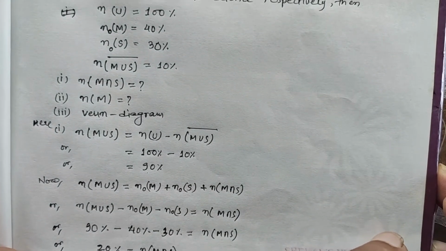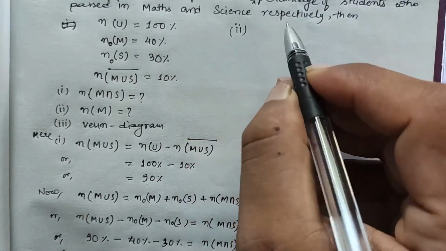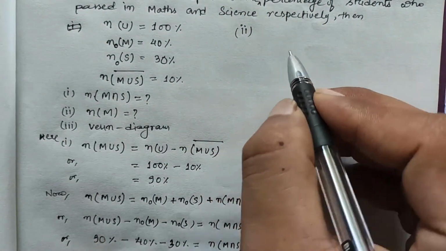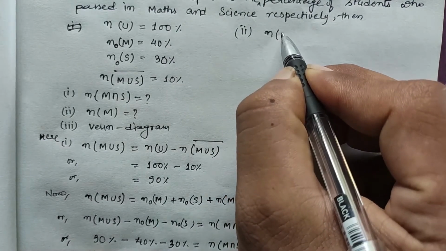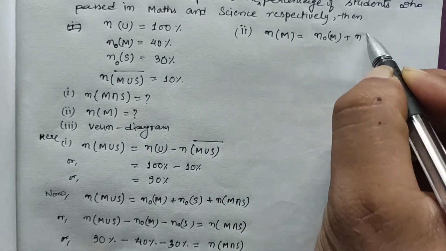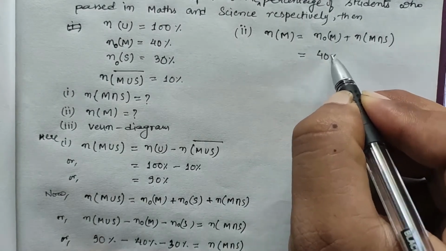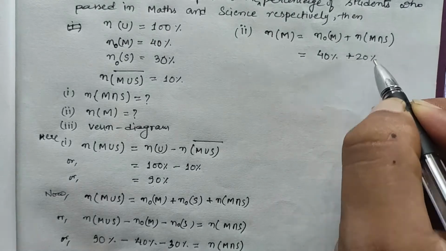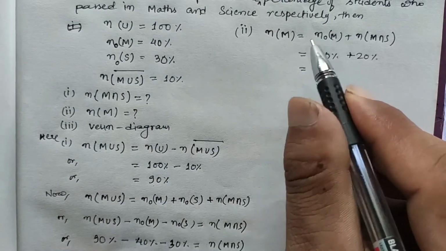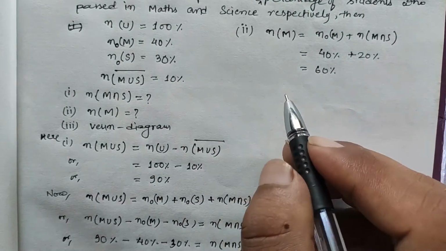And in double I, this is the first part. Now we have to find nm. Second, in nm, how can we find nm? So nm is n only m plus intersection. We all know nm is how much? N only m plus n m intersection s, which is equal to 40 plus 20 is 60%. nm is 60%, which means the students who passed in mathematics is 60%.